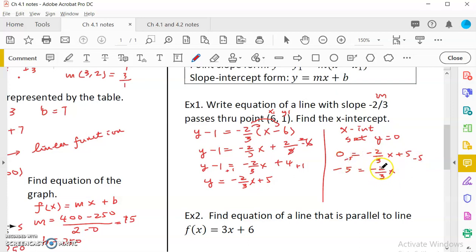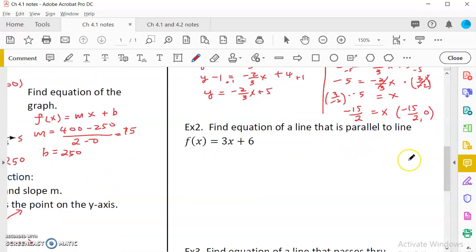And then I want to get rid of the fraction so I can have x. So I multiply by 3 over negative 2, so that this whole thing will cancel. I multiply 3 over negative 2 times negative 5, and that equals x, because this is a reciprocal. If you multiply a fraction by its reciprocal, they cancel. So this will be negative 15 over 2 equals x, and that's the x-intercept. So the x-intercept is (negative 15 over 2, 0).